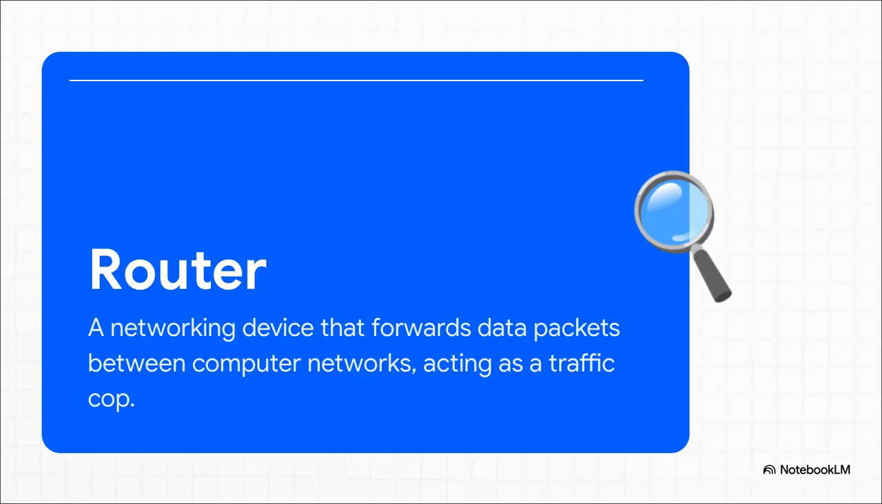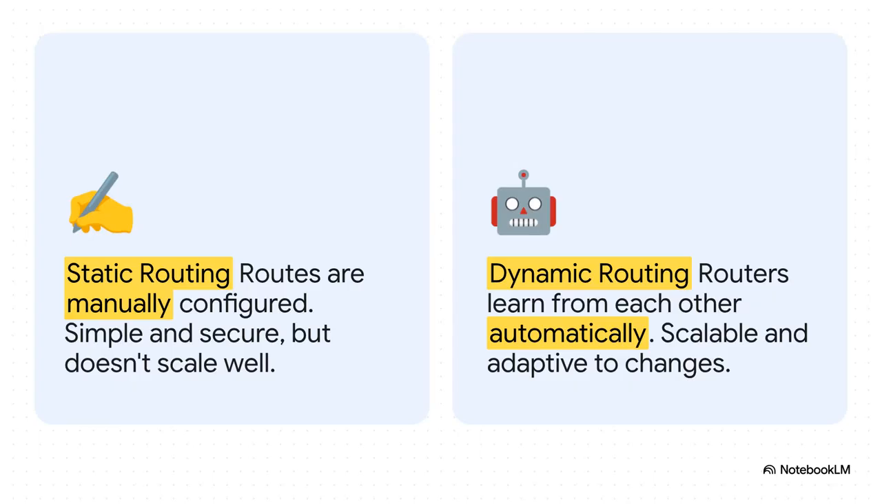I want you to picture a router as the super smart, super fast traffic cop standing at an intersection of a dozen different superhighways. It looks at the destination address on every single data packet, instantly checks its map, and points it down the absolute best route. It's doing this job millions of times a second, and it's what keeps the entire internet from becoming one giant traffic jam. So how do these routers even get their maps in the first place?